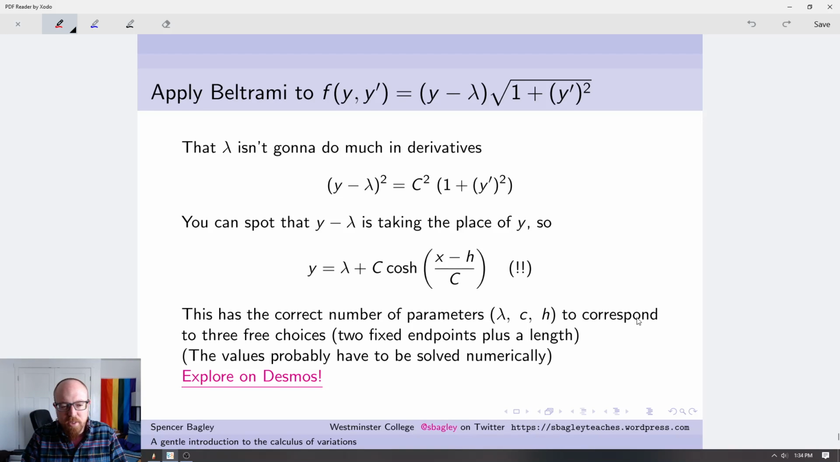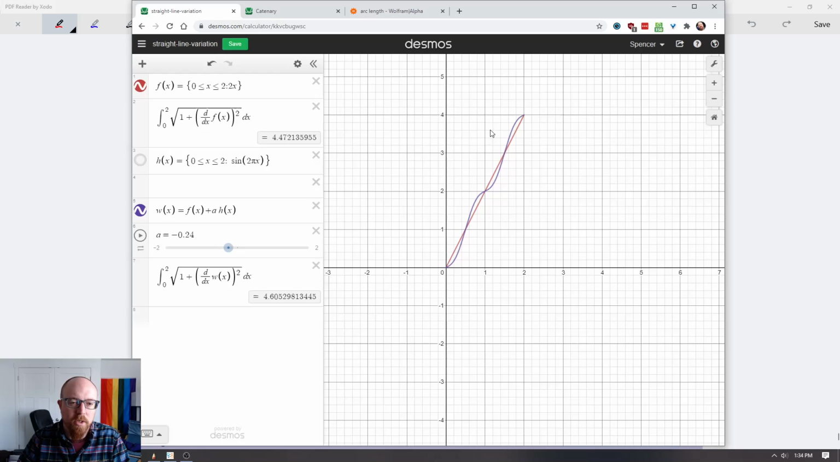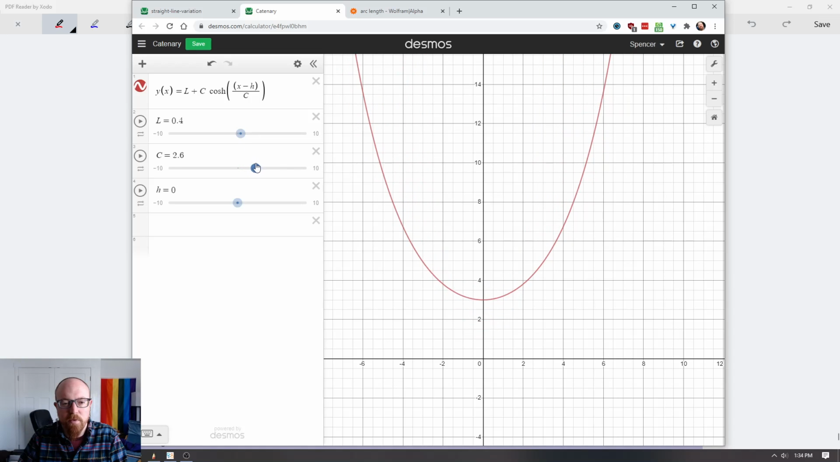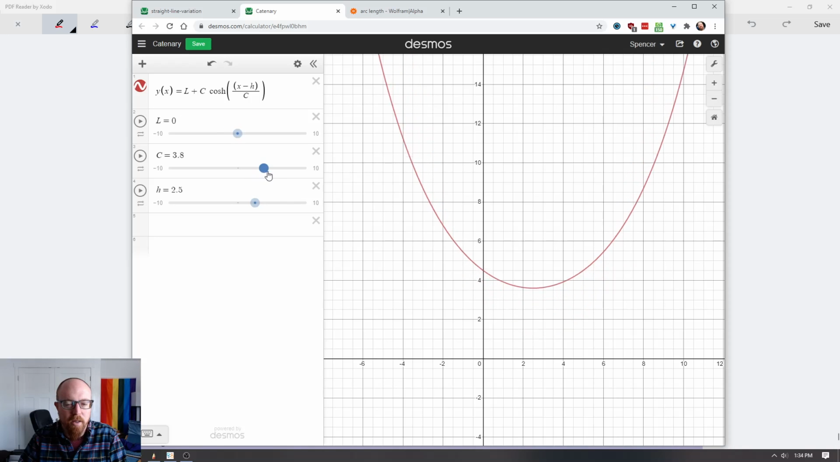But I made this Desmos worksheet, and I'm just going to show it to you. I'm not going to spend much time on it. Just with some sliders that help you see what the effects of each of these parameters are. And I think if you play with these sliders, you can convince yourself that you can hit any 2 points that you want with any length that you want by sort of fudging with the parameters.